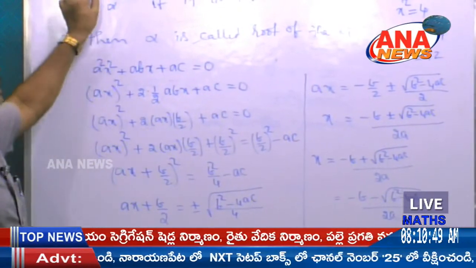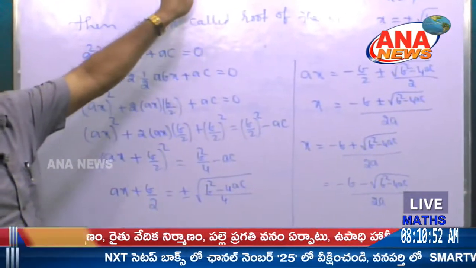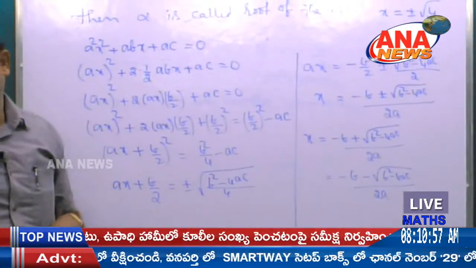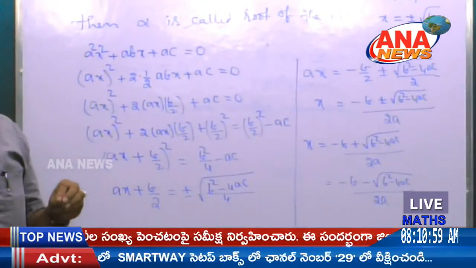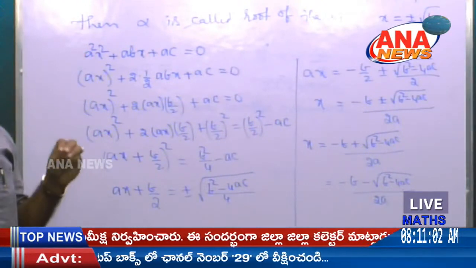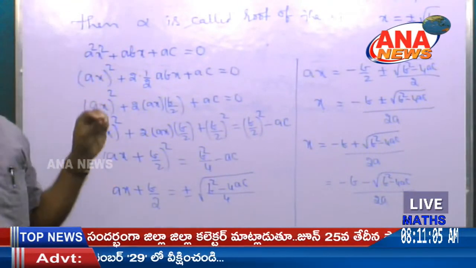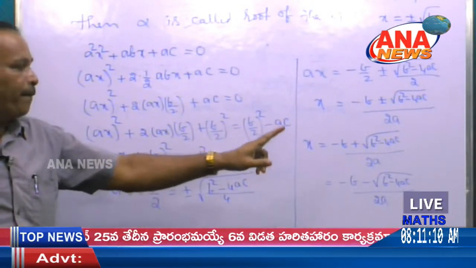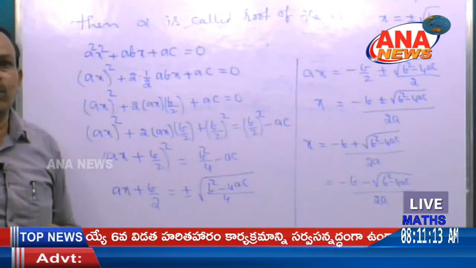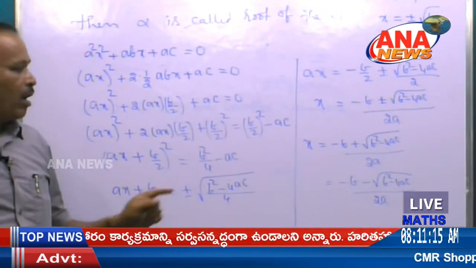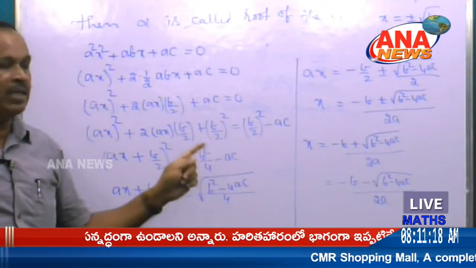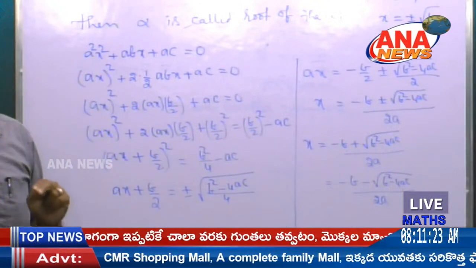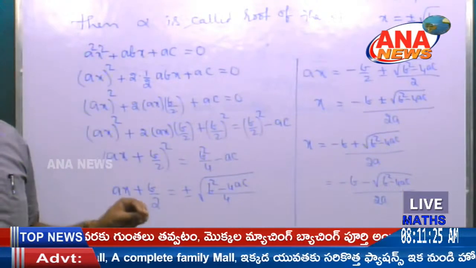Which one? ax square plus bx plus c is equal to 0, where a not equal to 0, and b, c are complex numbers. Then the second degree equation has two roots. What are the roots? Minus b plus root over b square minus 4ac whole by 2a. Another one is minus b minus root over b square minus 4ac by 2a. These two are roots of the equation.